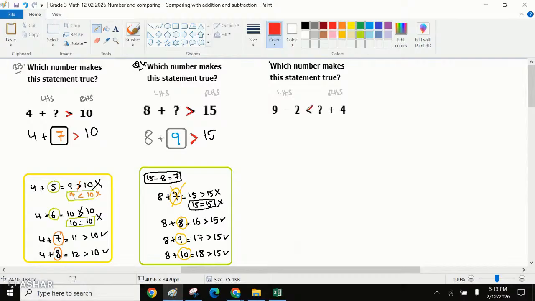Okay, we can read this as this. What is 9 minus 2? 9 minus 2 would be 7. So they are saying 7 is less than a missing number plus 4.